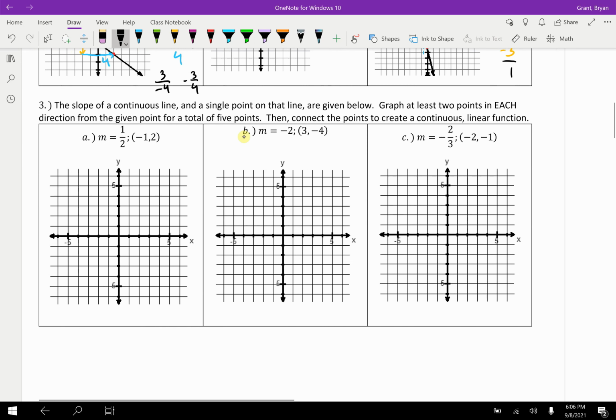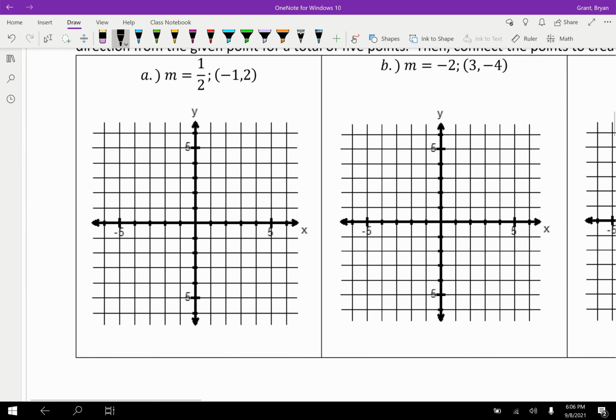Okay? We're given both the slope, that's the m part, and also a single point on that line. Our goal is to graph 2 points in each direction from this point for a total of 5 points. Then connect them to create that continuous linear equation. All right, so problem 3. Let's see what we can do.